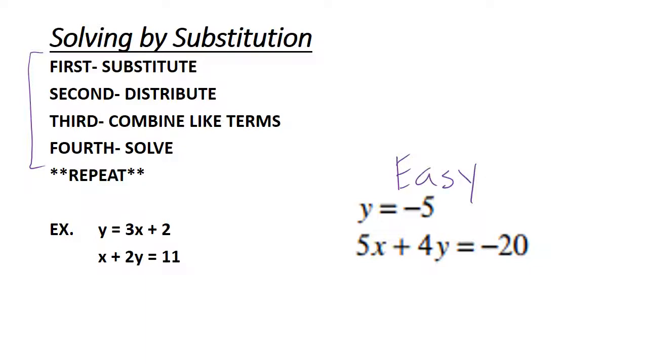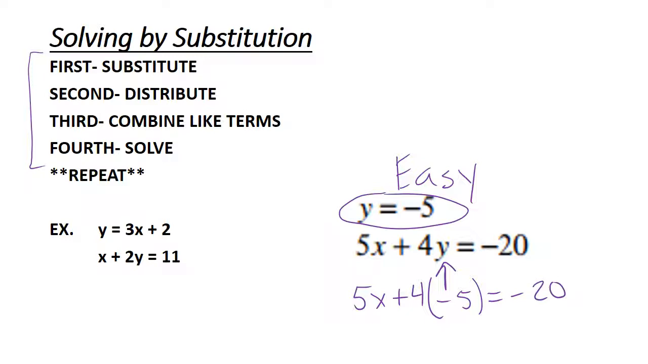The first step is to substitute. Now, the thing that I know that I need to substitute always has a variable by itself. So notice the top equation has a variable by itself. It says y equals -5. So since y is -5, I can replace the y in the second equation with -5, just like we did when we were doing elimination. So I rewrite the bottom equation as 5x plus 4 times -5 equals -20. So I just replaced the y with -5.